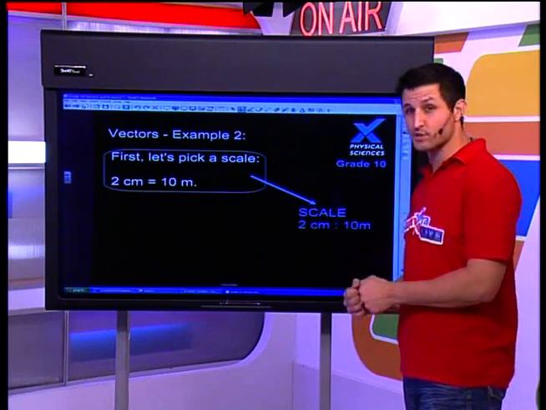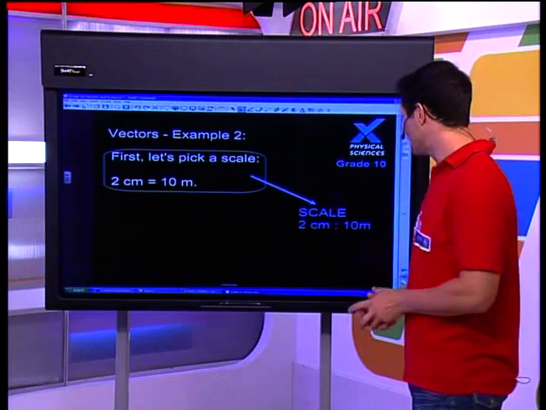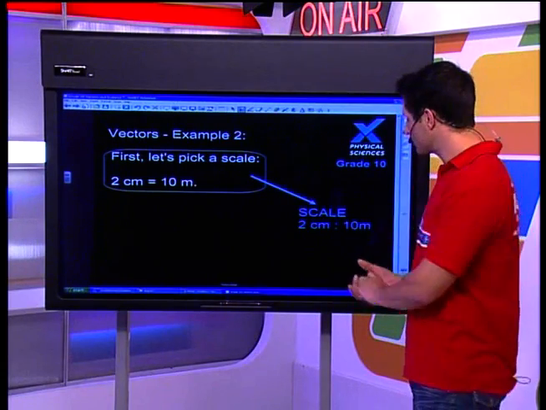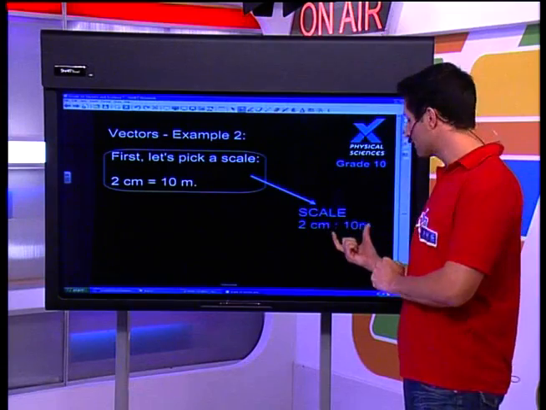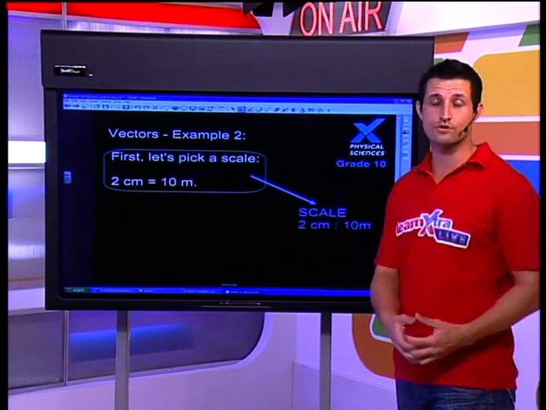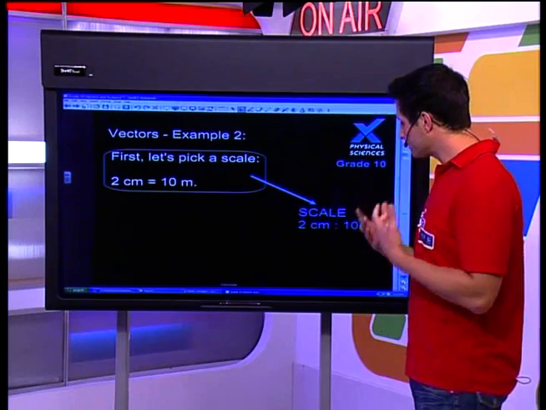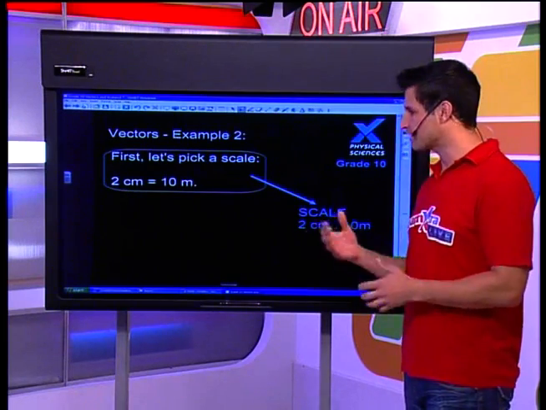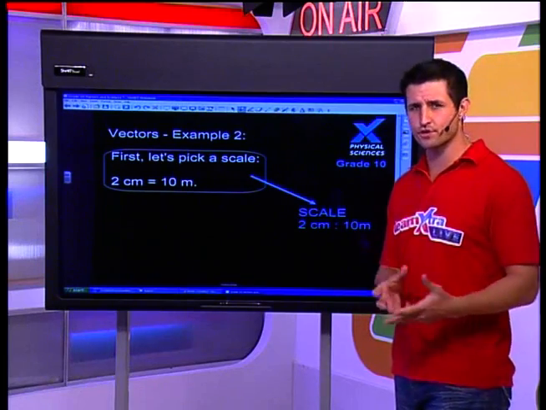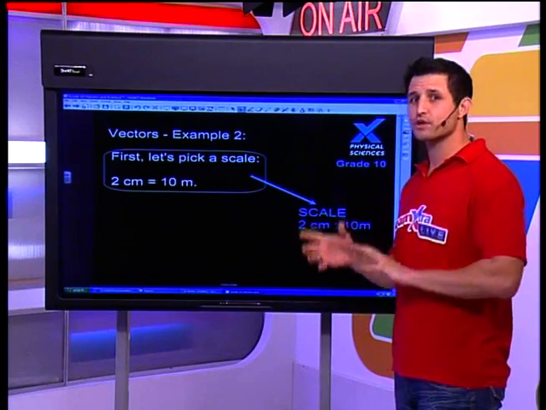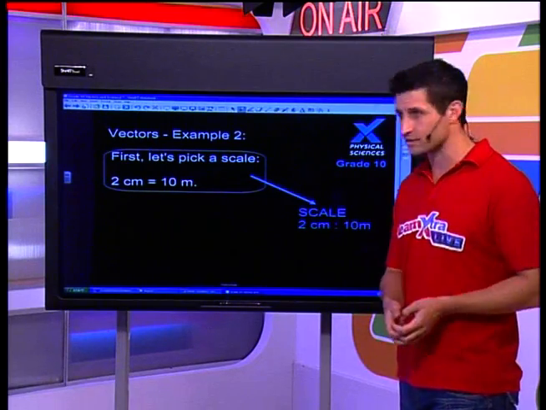I can fit centimeters onto my ruler very, very easily. I can't fit 10 meters. So every time I see 10 meters, I'm going to fit it in by saying that it's 2 centimeters. Okay, well, what then? Okay, well, I'm going to start drawing these things. Where am I going to draw them? In which direction am I going to draw them? Because remember that vectors are all about the direction.